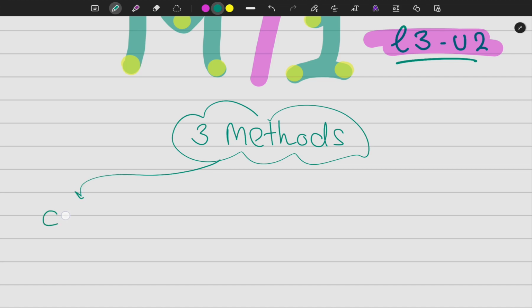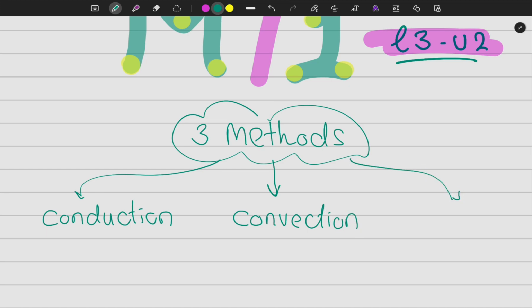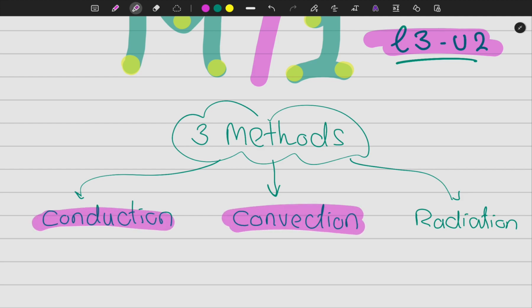Yes, conduction. The first one is conduction. The second one, do you remember the second one? Convection, exactly, convection. And the third one, brilliant, it is radiation. So we have three methods of heat transfer: the first one is heat conduction, the second one heat convection, and radiation.